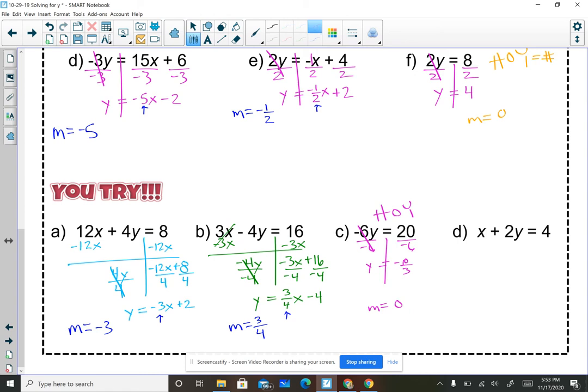Okay, last one. Let's see how we did here. This one, we're going to move the x. So we can put a 1 in front of it if you want, minus the 1x, minus the 1x, and we're left with 2y equals negative 1x plus 4. And again, I need the y alone, so you're going to divide by 2, and you're left with y equals negative 1 divided by 2 is negative 1/2 x. 4 divided by 2 is 2. So what is our slope? Our slope is right multiplied to the x. It's y equals mx plus b. It's negative 1/2.